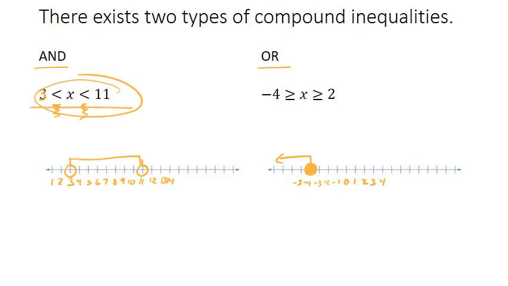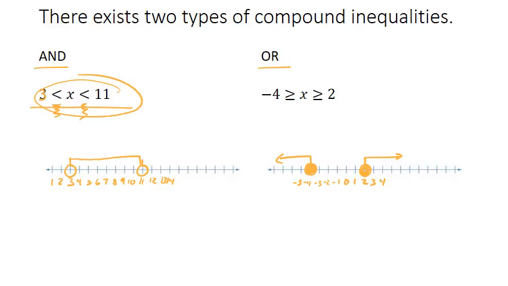But then if you look at the other piece of this compound inequality, it says x is greater than or equal to 2. Well, I'm going to go to the 2. It's greater than or equal to, so I'm going to fill it in, and greater than is to the right. So to the right, I'm going to draw my arrow. This is a little bit different because of the directions that the arrows are pointing. You'll notice instead of pointing towards each other, they're pointing away from each other.